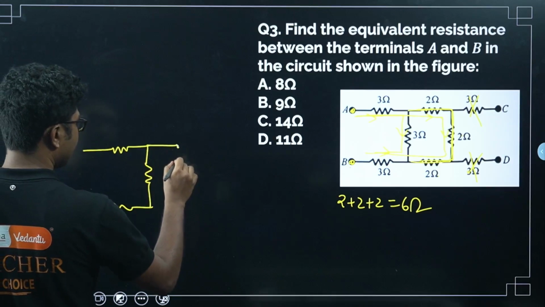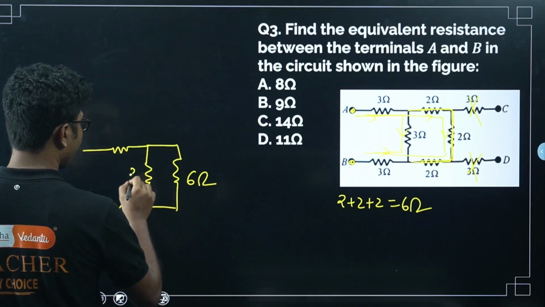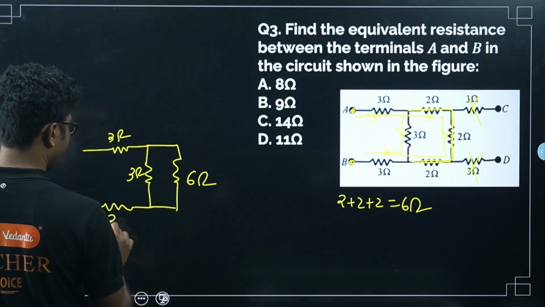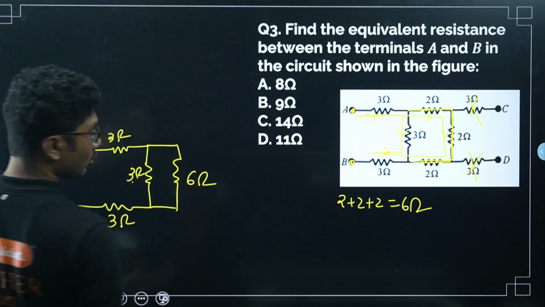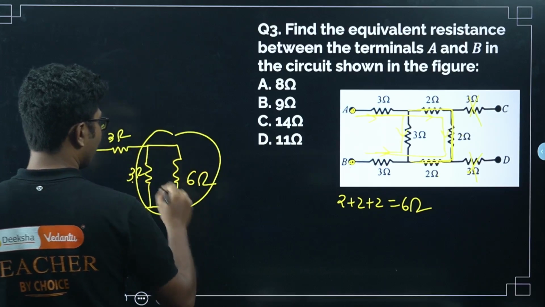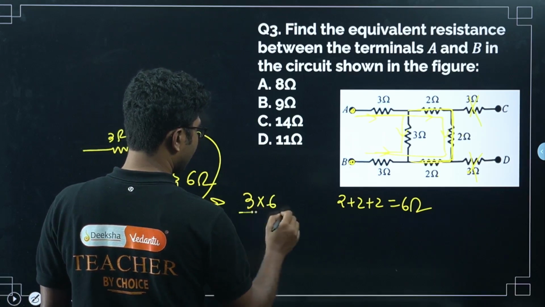Okay, now this is 6 ohm, this is 3 ohm, this is 3 ohm, this is 3 ohm. Now 3 ohm and 6 ohm are connected in parallel. So what is the equivalent resistance for this section? For this section, the equivalent resistance will be 3 times 6 divided by 3 plus 6.